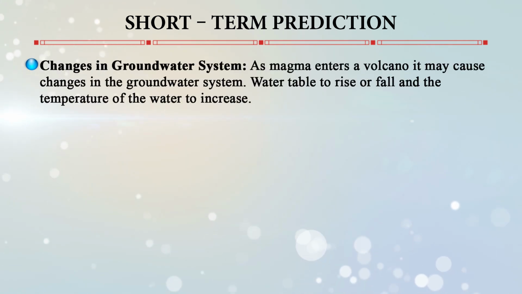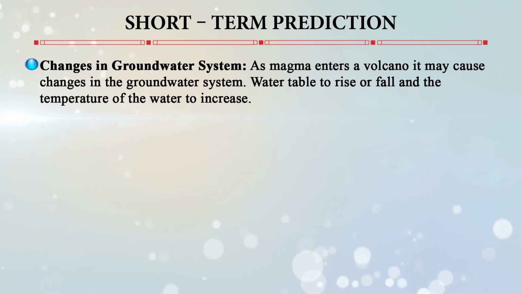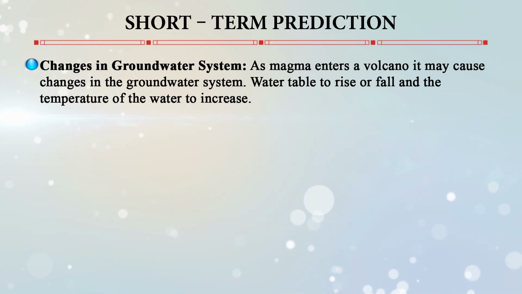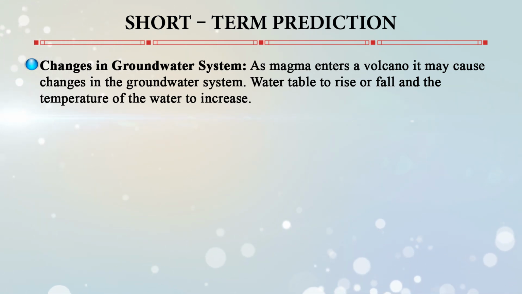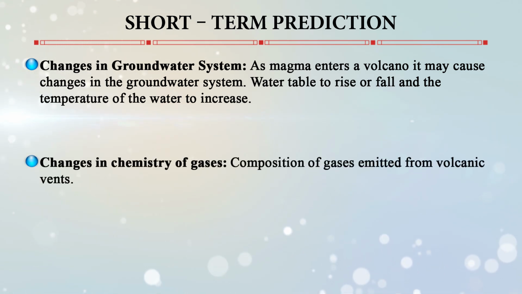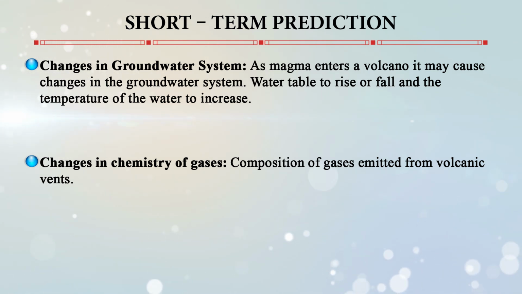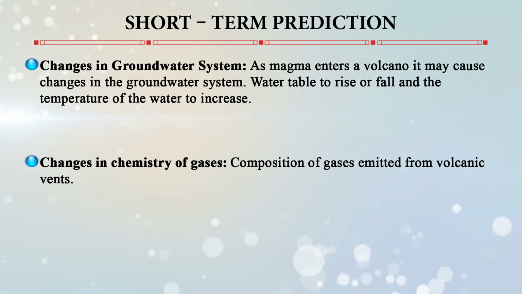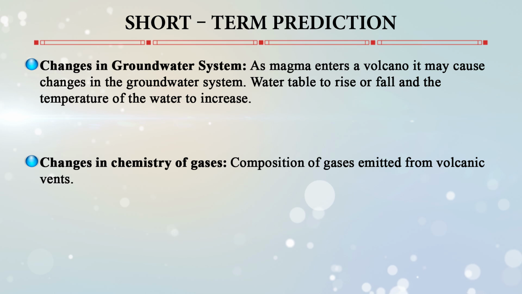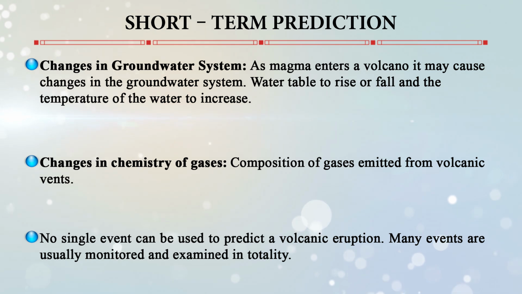Then there are changes in the groundwater system. As the magma enters a volcano, it may cause changes in the groundwater system. The water table may rise or fall, and because the magma is hot, the temperature of the water may increase. There is also change in the chemistry of the gases. The composition of the gases emitted from the volcanic vent changes from the initial phase to the last phase before the final eruption. No single event can be used to predict a volcanic eruption. Many events are usually monitored and examined in totality.